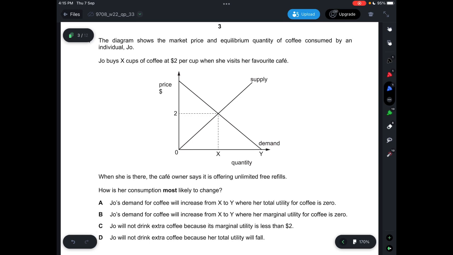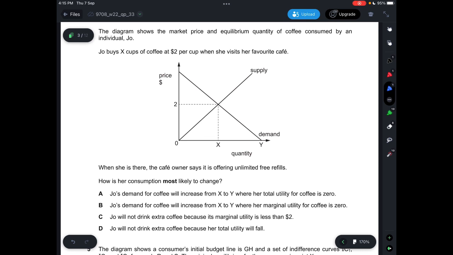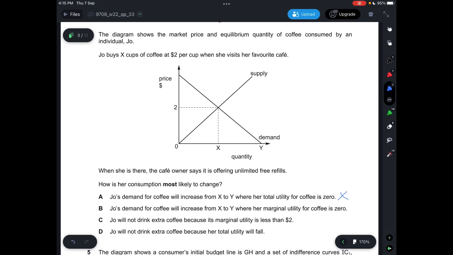So if you look here, it says Joe's demand for coffee will increase from X to Y when her total utility for coffee is 0, which is not correct, right? And then B says Joe's demand for coffee will increase from X to Y where her marginal utility for coffee is 0, which is correct. Well, this curve here is basically marginal utility. Your demand curve is basically a marginal utility curve.